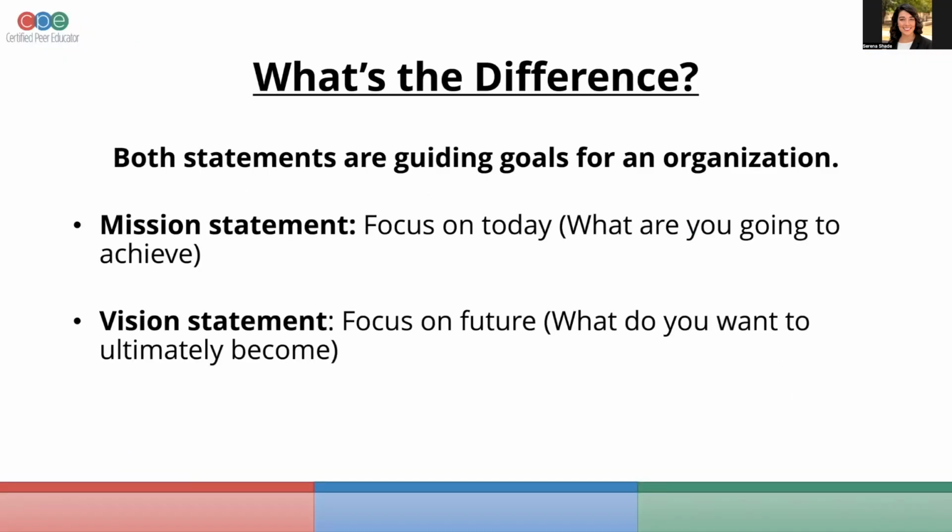So when we look at the difference between a mission statement and a vision statement, both are guiding goals for an organization. So how do they differ? The mission statement tends to be short term. It focuses on what you're achieving today. On the other hand, our vision is long term and futuristic. It should answer the question, who do you ultimately want to become?